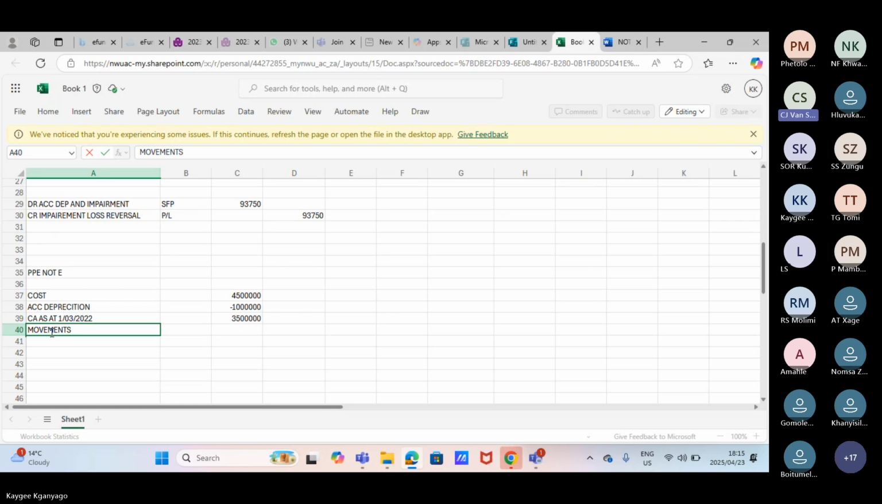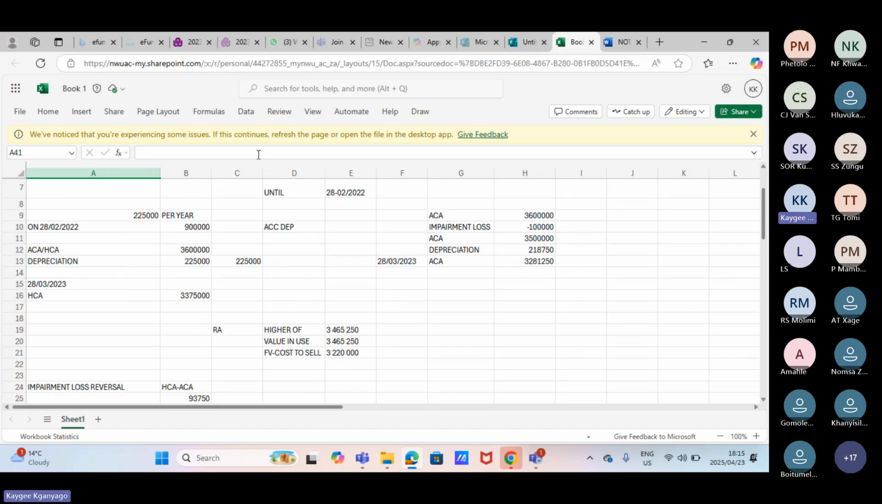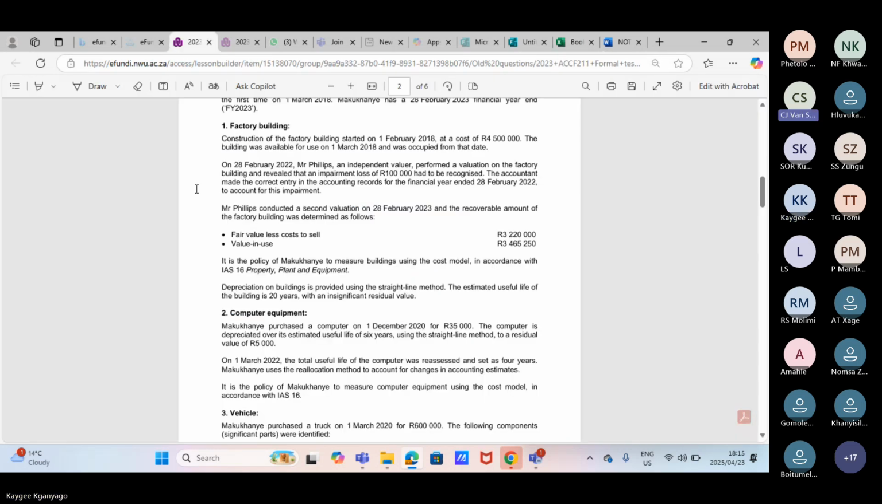Quick question. We had an impairment loss in 2022. Yes. So would that not affect our accumulated depreciation that we had in 2022? Okay, let me come back here. You're saying we had impairment loss. We had impairment loss when? 100,000. On which day? 28 February 2022. Yes. So okay, I understand. But remember, I'm preparing information for the financial year ended 28 February 2023. Therefore, my opening balances will be on the 1st of March 2022. You agree? My opening balances.